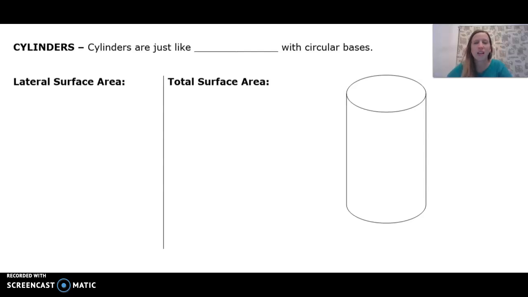Welcome back, everyone. Today we're going to be looking at how to find the lateral and total surface area of a cylinder. So first, let's talk about what a cylinder is. It's very similar to a prism because it has two bases, just like a prism does. But instead of polygon bases, we're going to have circular bases. Our bases are circles. So the formulas will be different.